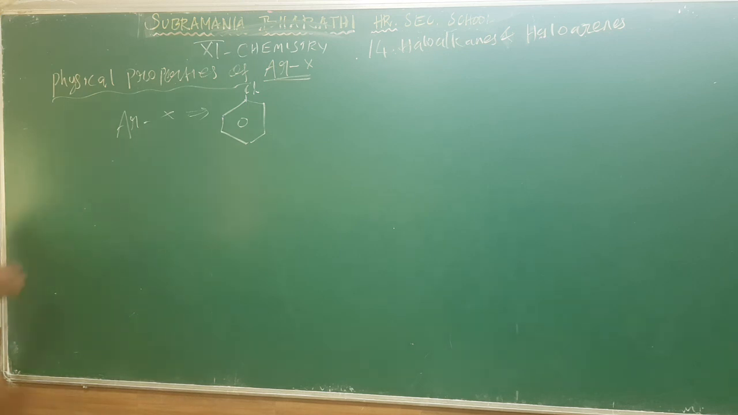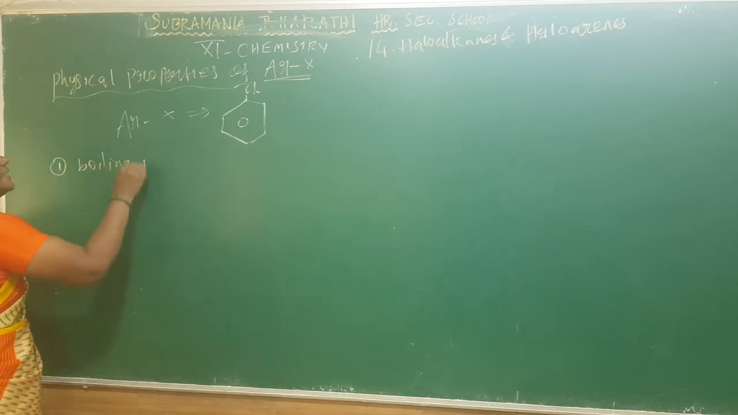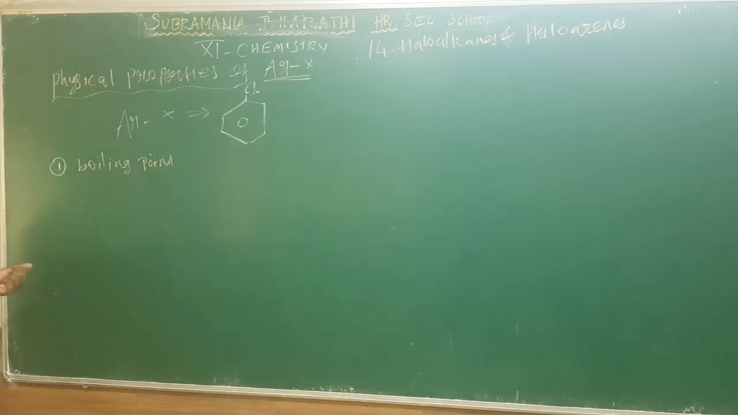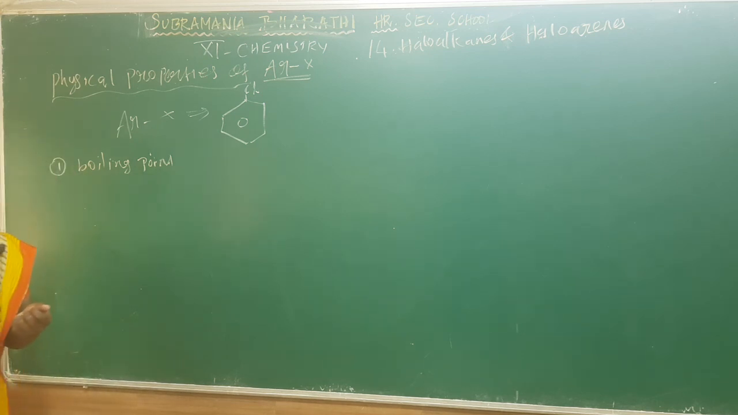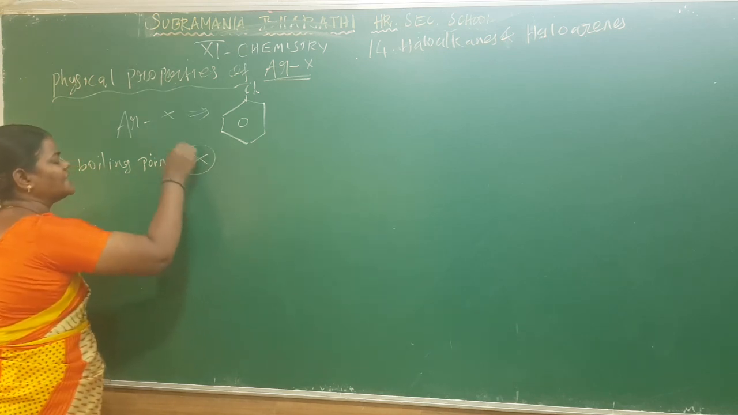So now let us see the first point of the physical properties. I am taking the boiling point of haloalkanes. This boiling point of haloalkane is very important. The boiling point of haloalkane depends upon the halogen group.